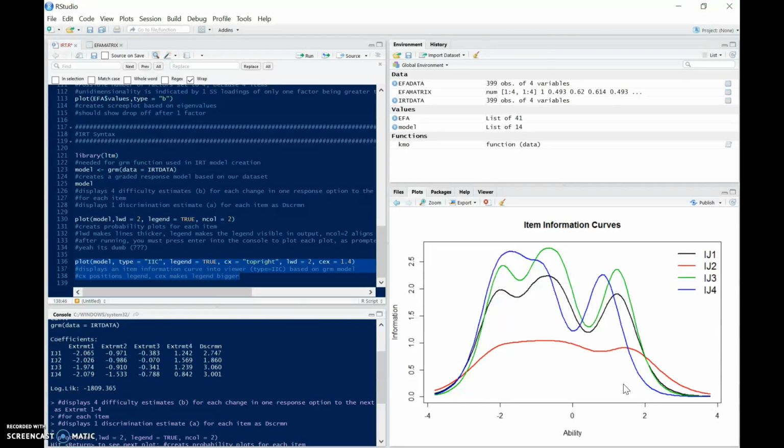But I thought that was really cool. The difficulties were really similar, and the discriminations were not, and you could see that really clearly.